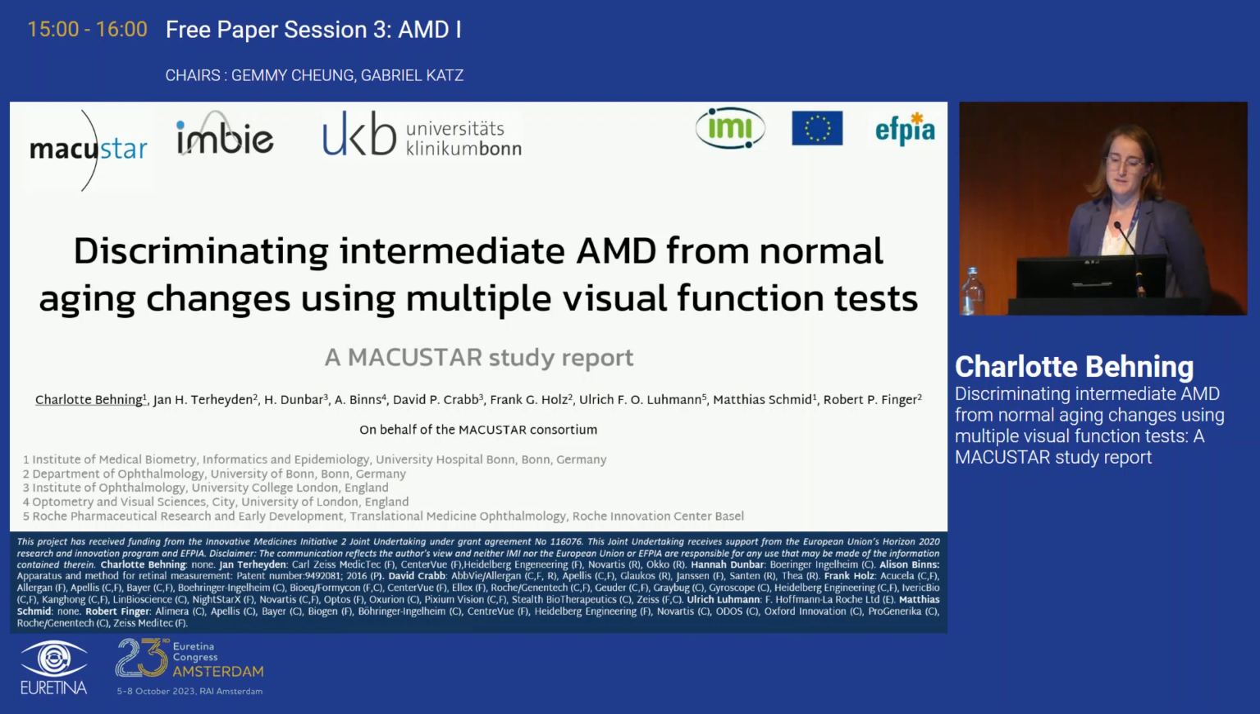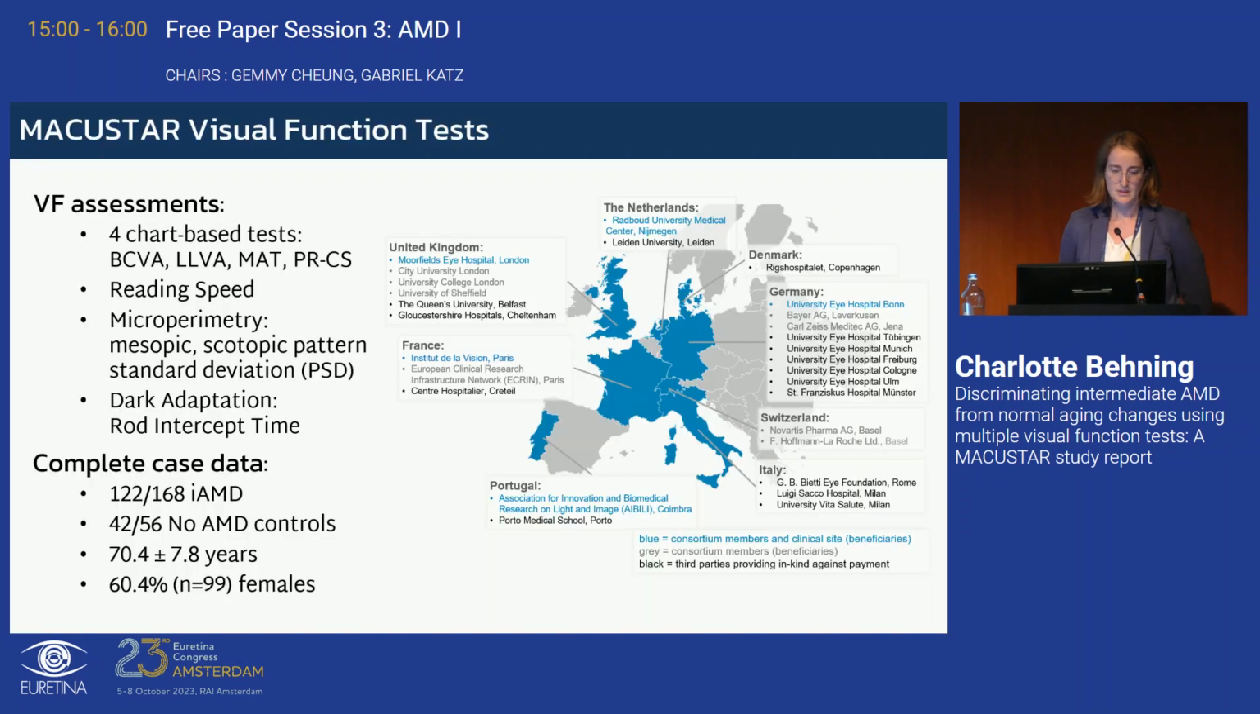Today I'm talking about discriminating intermediate AMD from normal aging changes using multiple visual function tests, and I'll present to you what we learned from the MACUSTAR study so far. The MACUSTAR study is a multi-center European observational study with two study arms, one cross-sectional and one longitudinal, and I'd like to present data from the cross-sectional part here.